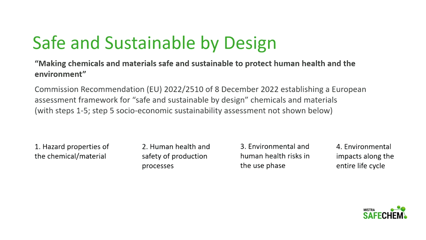The framework comprises 5 steps, 4 of which are shown here: the assessment of hazard properties of the chemical or material, the human health and safety of production processes, the environmental and human health risks in the use phase, and then finally environmental impacts along the entire life cycle.